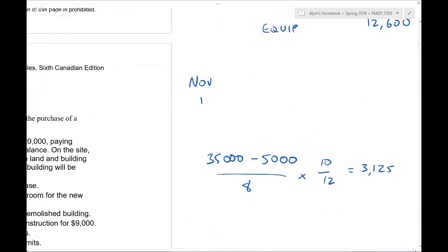Okay, so let's record that. Debit depreciation expense. Credit accumulated depreciation. $3,125.